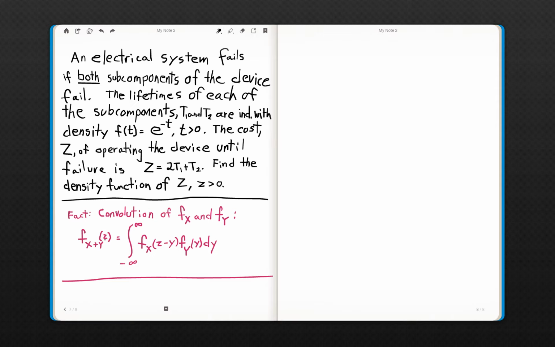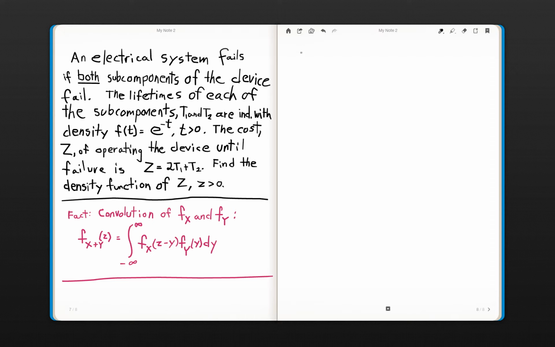We evaluate that very simply by f of x, evaluated at z minus y. So we take out y from here, and f of x is the likelihood it takes on that value. But then we need to multiply it by the likelihood that f of y takes on the value y, because you see these arguments here sum up to z. And then we do that for all possible values of y. So that's the convolution, and that's a nice intuitive explanation of how this convolution works.